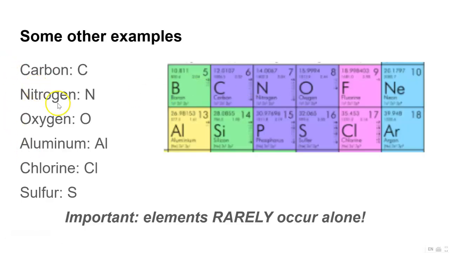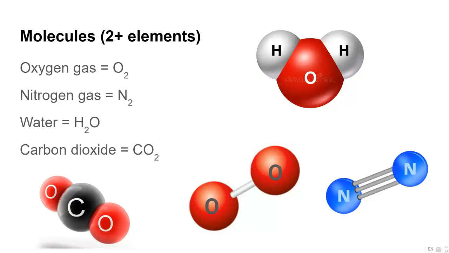Okay, so we have carbon, nitrogen, oxygen, aluminum is here. We know that aluminum can be used in foil. So chlorine you put in your pool, all sorts of different functions. Okay, now an important point to make here is that elements rarely occur alone. We don't often just have an aluminum element or carbon element. They often have friends. They pair up with other elements. And that's where molecules come into play.